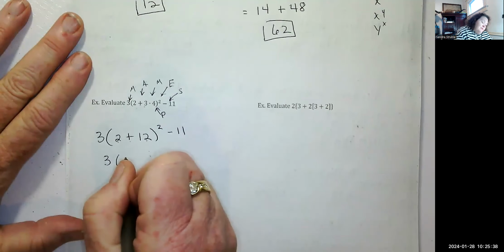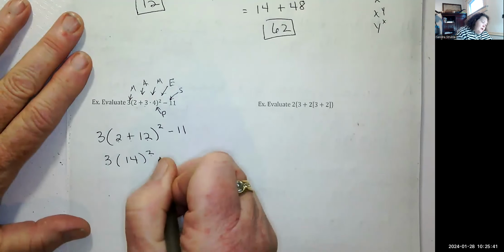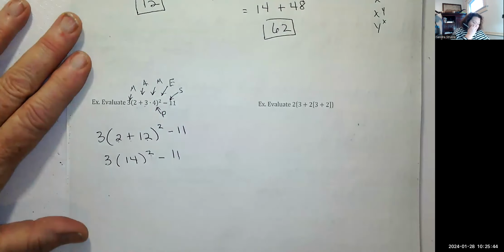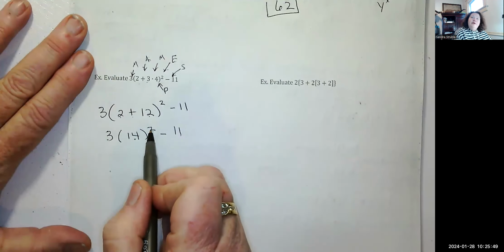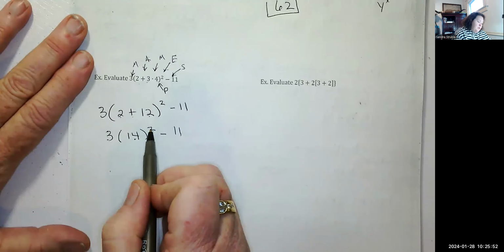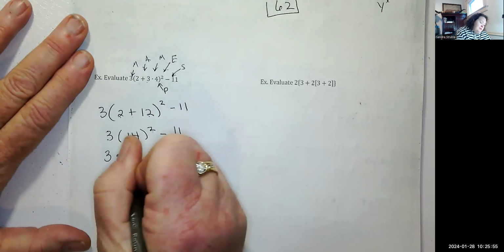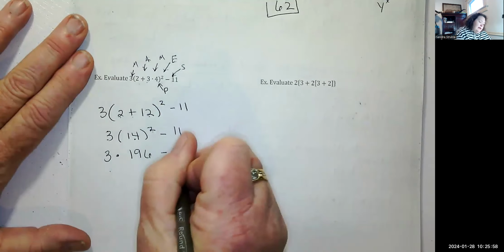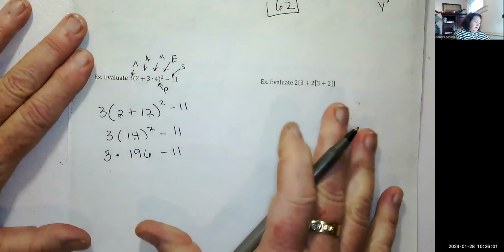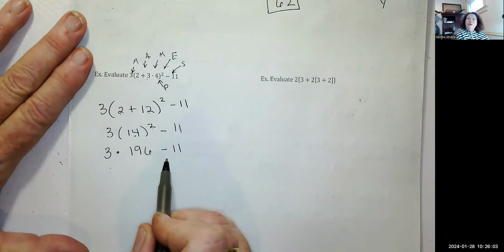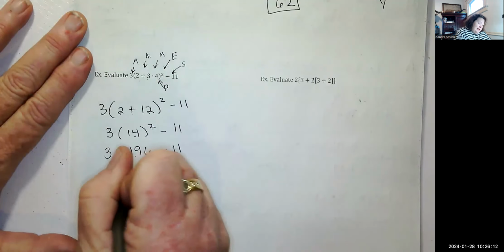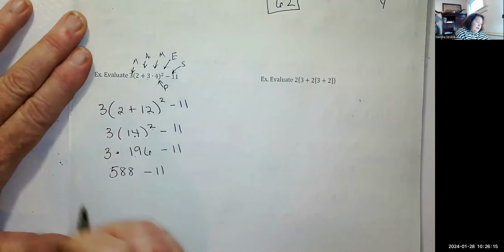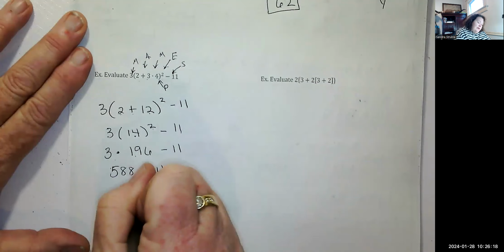And now we've got 2 plus 12 that we have to complete before we do anything else. So 3 times 2 plus 12 is 14 squared minus 11. All right, now we've got 14 squared. We have to do the exponent. 14 squared is 196. So that's 3 times 196 minus 11. All right, now we have multiplication and subtraction. In order of operation, multiplication comes before subtraction. So we're going to multiply 3 times 196, and that's 588 minus 11. Now we can do the last step of subtracting the 11, and we get 577.